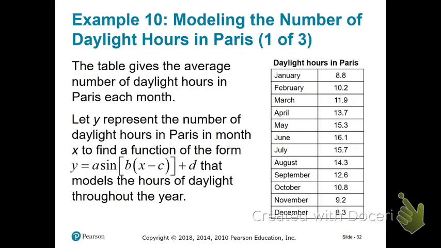Right, so here's example 10 that we weren't able to finish all the way in class, but I want to make sure you got it. So remember, we're talking about modeling the number of daylight hours in Paris. The table here gives us the average number of daylight hours in Paris each month. We let y represent the number of daylight hours in Paris in month x to find a function of the form y equals a sine of b times x minus c plus d that models the hours of daylight throughout the year.